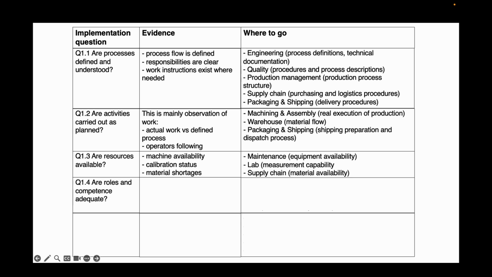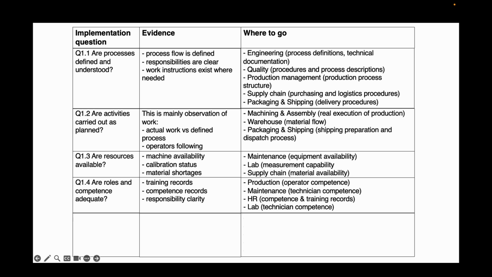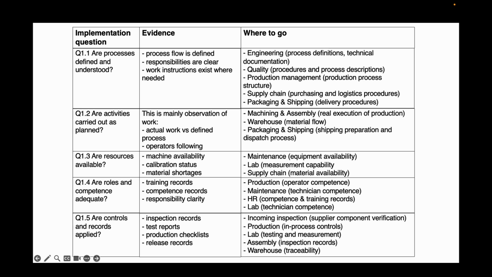For question 1.4, are roles and competence adequate? I need evidence such as training records, competence records, and clarity of responsibilities. So that may take me to production, maintenance, human resources, and the lab. And question 1.5 asks, are controls and records applied? Now, I want evidence such as inspection records, test reports, production checklists, release records. And that takes me to incoming inspection, production, the lab, assembly, and warehouse.